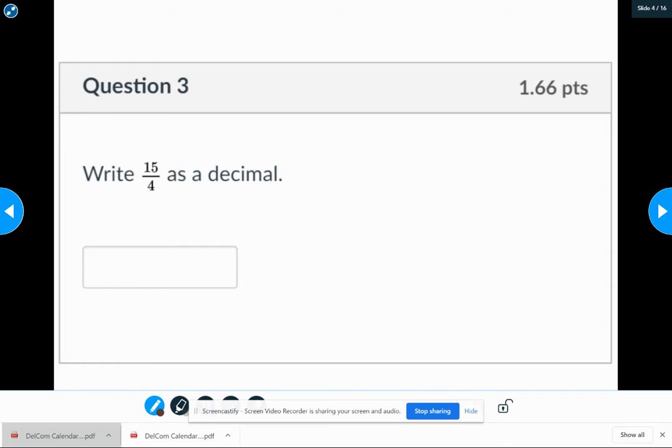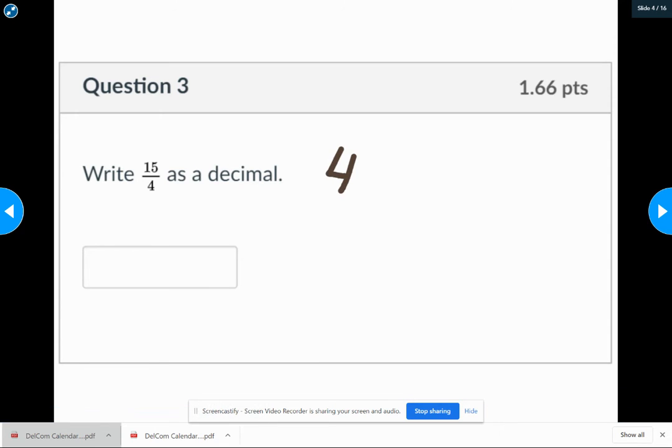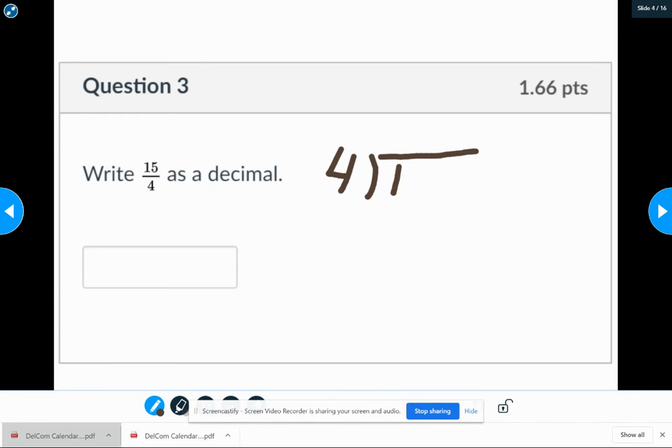Number 3, 15 over 4 is a decimal. Okay, we don't have in the denominator a 10 or 100 or 1,000 or a 9 or a 99 or a 999. So there's not a real easy shortcut. And if there's no easy shortcut, because you can always take the top divided by the bottom to change a fraction to a decimal, we could divide 4 into 15.